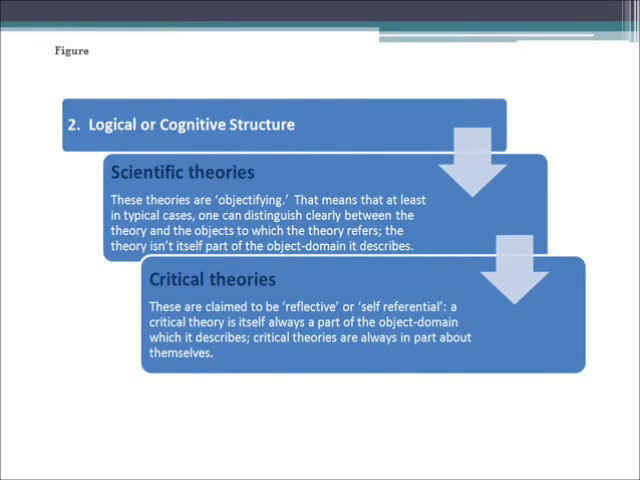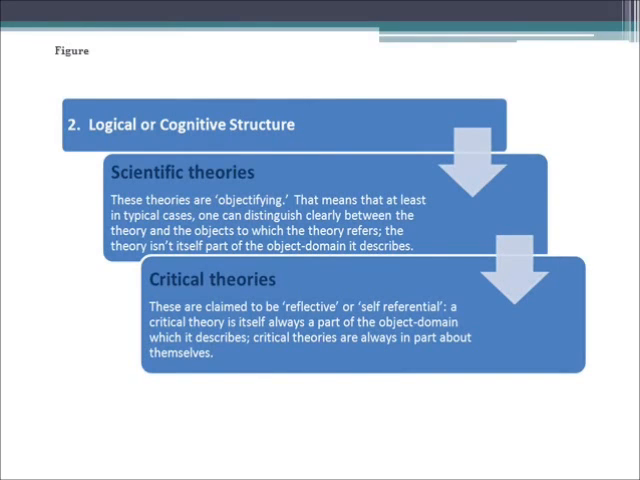Of course, the second is the logical or cognitive structure. Now, in scientific theories, these theories are objectifying. That means that, at least in typical cases, one can distinguish clearly between the theory and the objects to which the theory refers. The theory isn't itself part of the object domain it describes. And really what that is saying is that the researcher in the scientific paradigm is separated from what is being researched, and the two are not mixing.